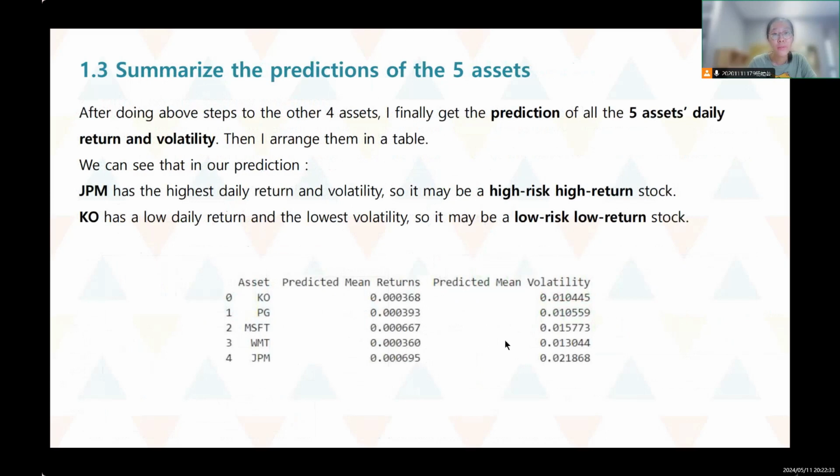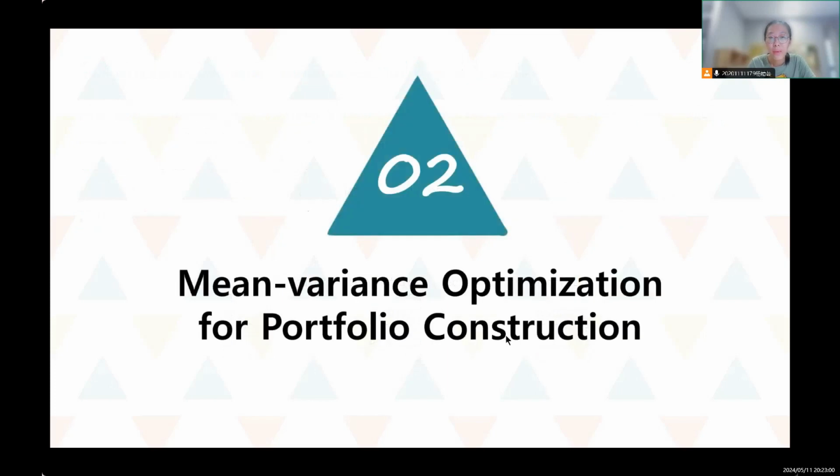After doing the above steps for the other 4 assets, I finally get a prediction of all the 5 assets' daily return and volatility. Then I arrange them in a table. We can see that in our prediction, GPM has the highest daily return and volatility, so it may be a high-risk, high-return stock. KO has a low daily return and the lowest volatility, so it may be a low-risk, low-return stock.